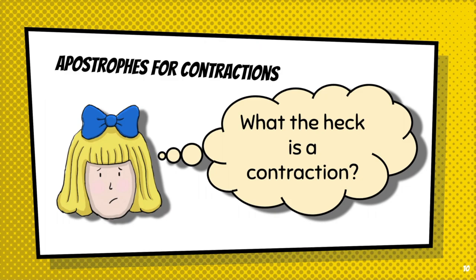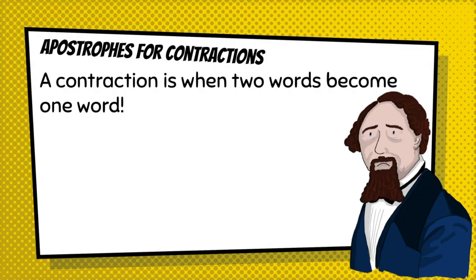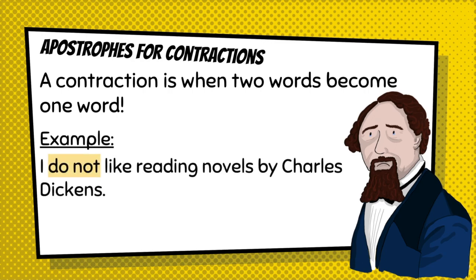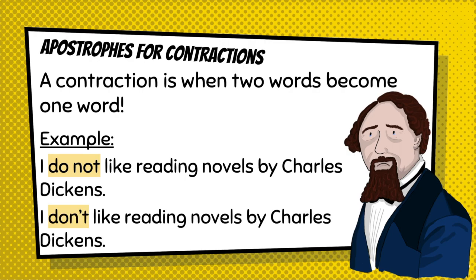So you may be thinking, what the heck is a contraction? Much like little Mary over here. Well, a contraction is when two words become one word. So we have sad Charles Dickens over here to help us with this one. So here's an example. I do not like reading novels by Charles Dickens. So we talked about squishing those two words together to make a new word, and that's what we've done here. I don't like reading novels by Charles Dickens.